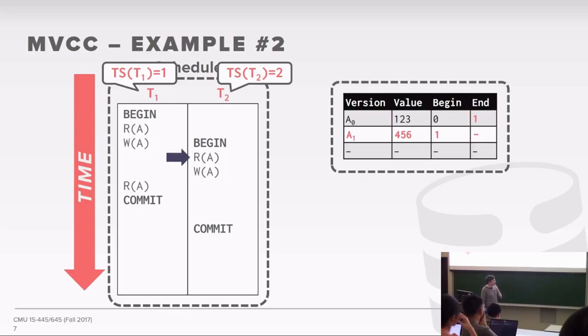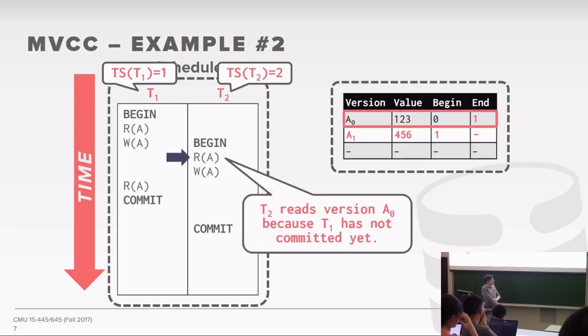So now we come over here, and T2 wants to do a read on A. So T2 will actually read the version A0 because A1 hasn't committed yet. Now, what I'm not showing you here is the database management system is going to maintain some additional data structure that keeps track of all the timestamps or the transactions that are still running. And so in Postgres, they call this the C-log, right?